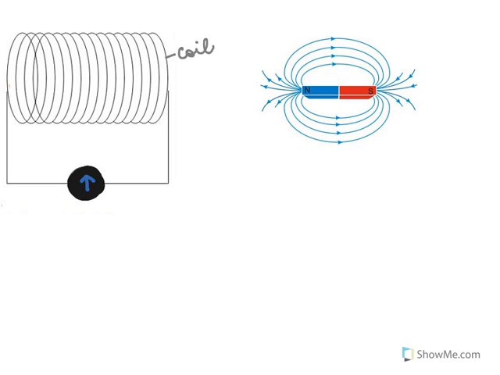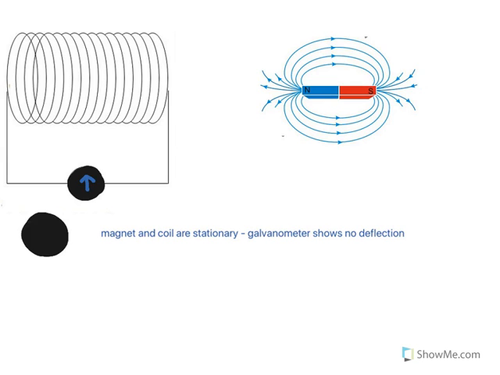This is an ordinary copper coil. Here we have a magnet with its north pole and its south pole, and its magnetic field lines. The magnetic field lines are present in the region around the magnet called the magnetic field. So in the first case, the coil and the magnet are stationary. And when the coil and magnet are stationary, the galvanometer shows no deflection. So our first observation is, when the magnet and the coil are stationary, the galvanometer shows no deflection.